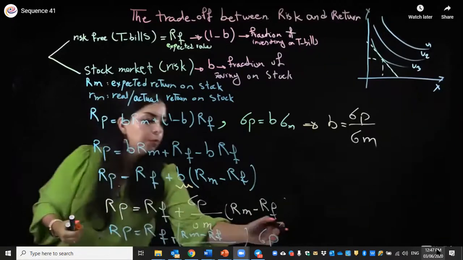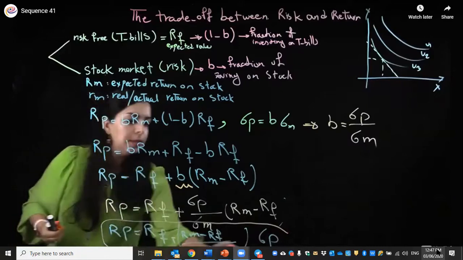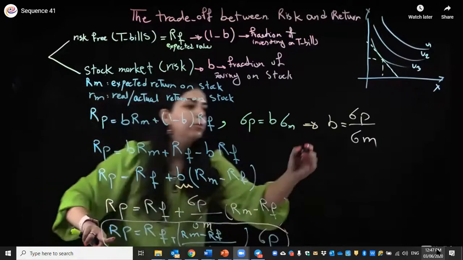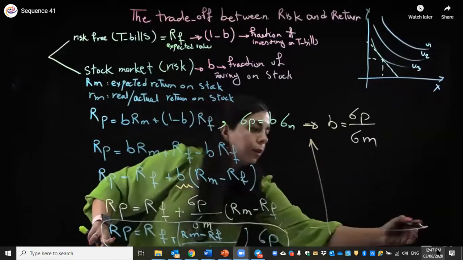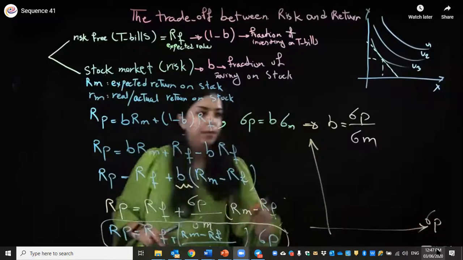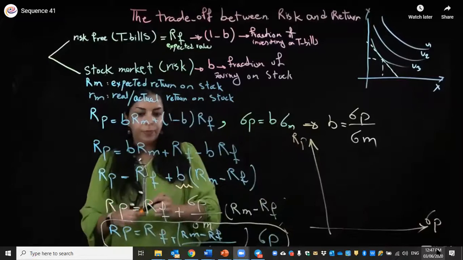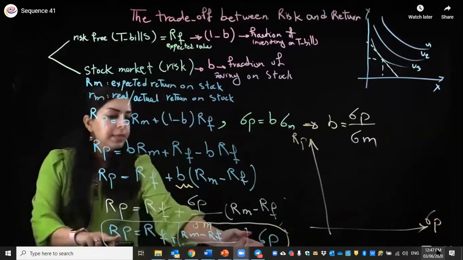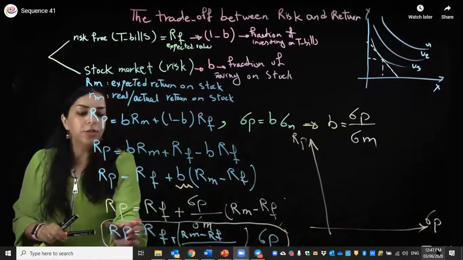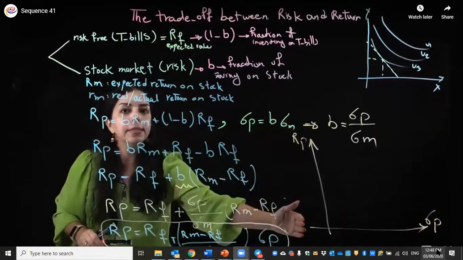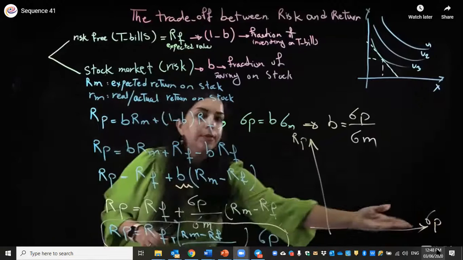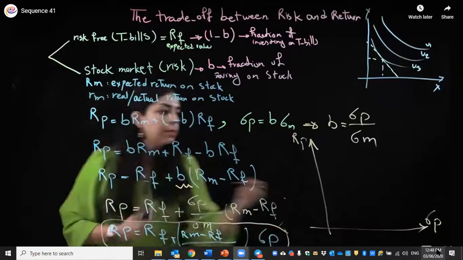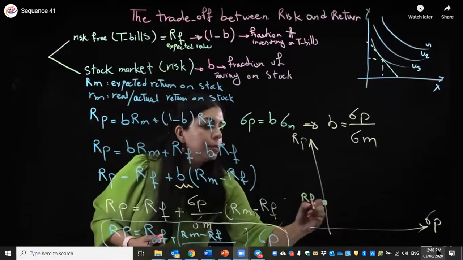So a very nice formula is appearing here. What is it saying if I want to draw it? Here, I want to draw the risk and return of the portfolio. This is the intercept, and this is the slope, so I'm talking about a function. The return on the portfolio is my y-axis, the risk of the portfolio is my x-axis. This part, which is the return on the risk-free asset, is my intercept.